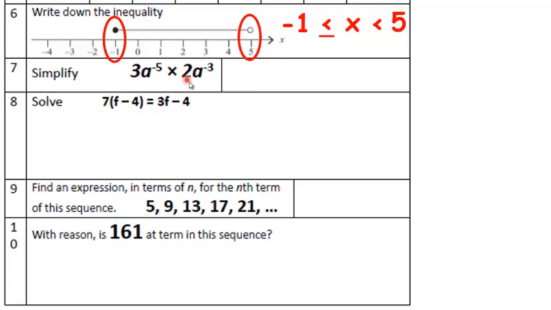Question 7. 3 times 2 is 6. 8 to the -5 times 8 to the -3. I need to add the powers. So -5 plus -3 is -8.